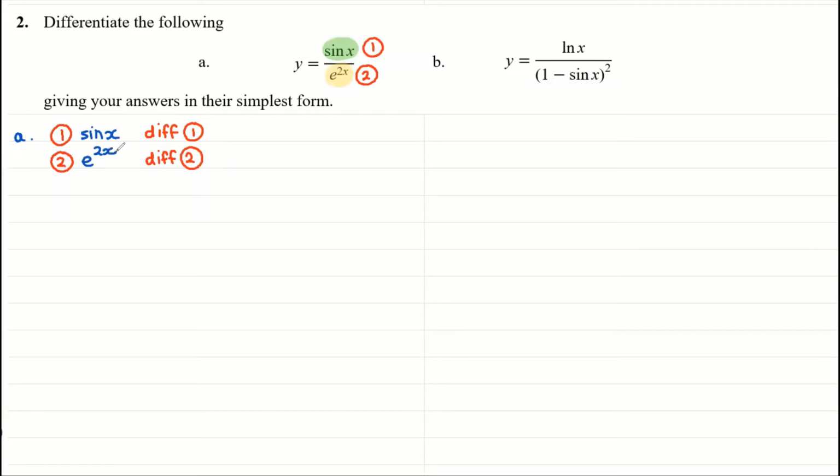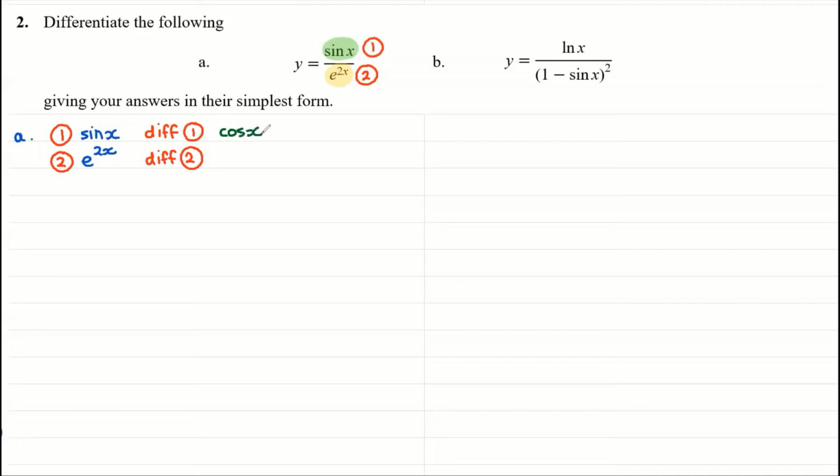All right, and now we have to think about differentiating these two separately. Well, the first one, of course, sine x, if you differentiate that, is a standard result, which we did right at the start of the chapter, from first principles, no less. And of course, that's going to give us cos x. All right, so no worries there. Standard result from year 2.